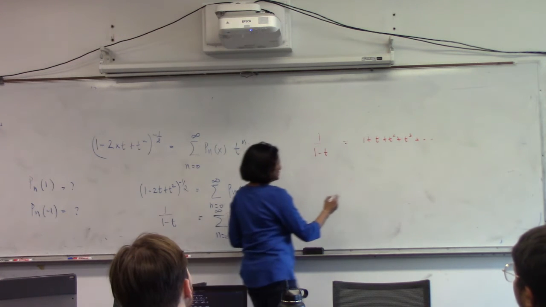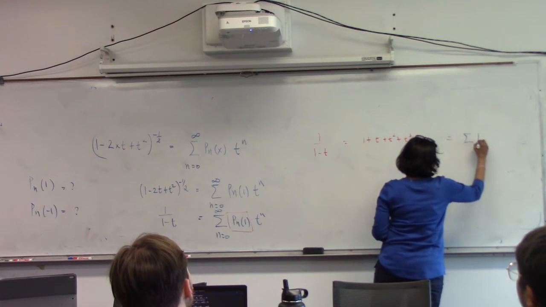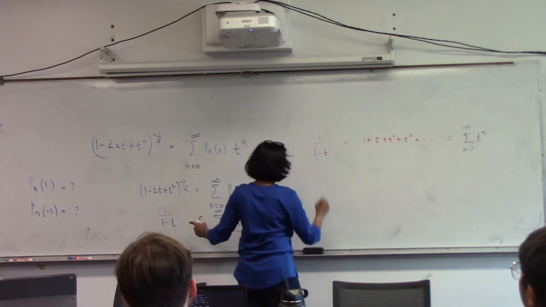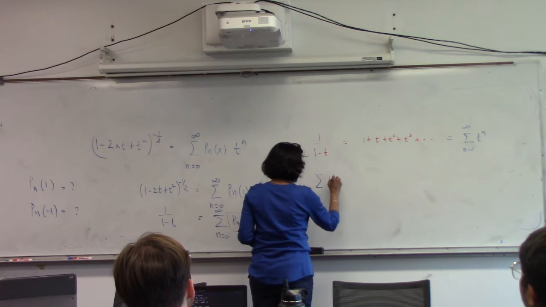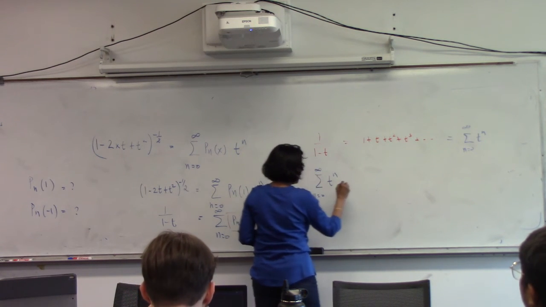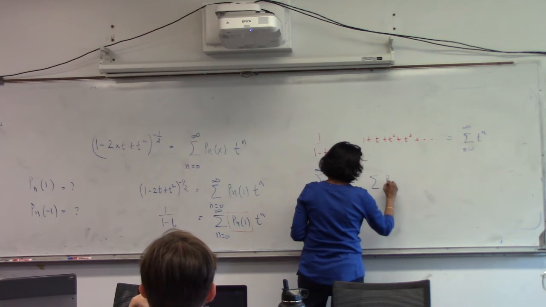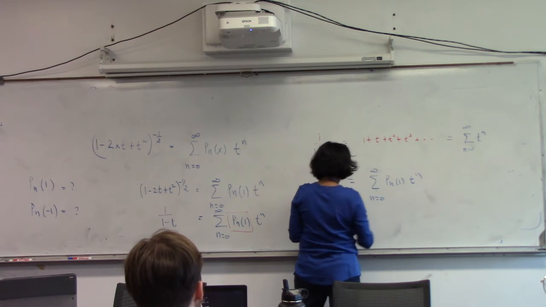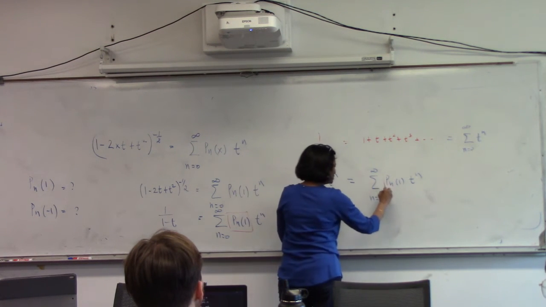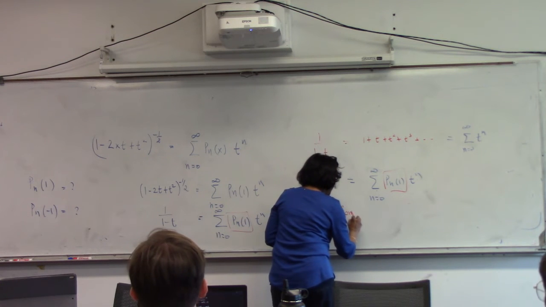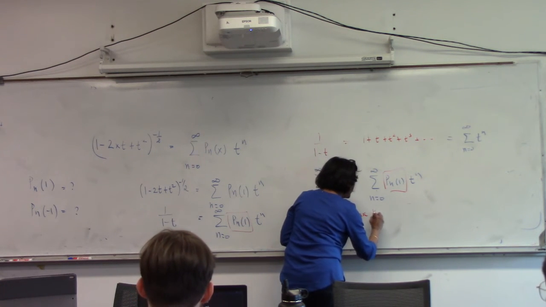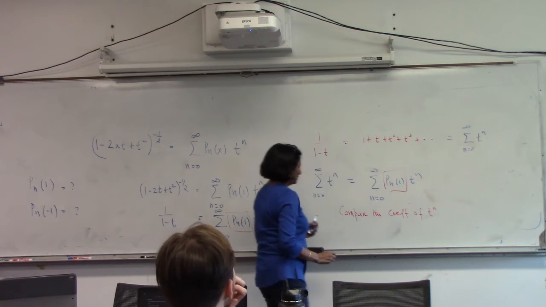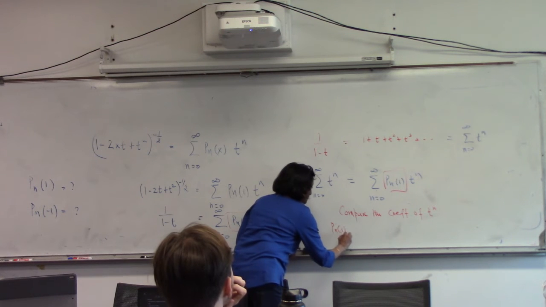So I can write this function as the summation of t to the power of n going from 0 to infinity. So the left hand side is nothing but the summation of t to the power of n going from 0 to infinity, which is equal to the summation of Pn(1) t to the n. So if you compare the coefficient of both sides, we can say Pn(1) is nothing but 1.